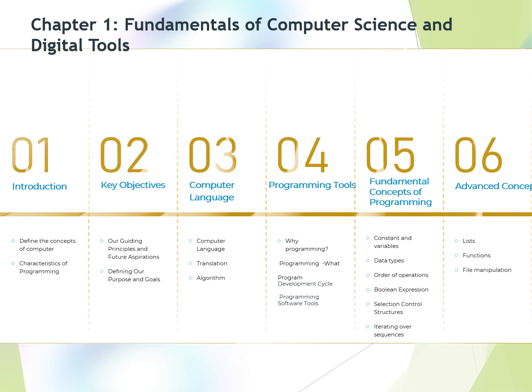Then the second section introduces essential software tools used in program development and their functionalities. And finally, the last section, which is the main part of this chapter, covers basic concepts of programming, such as constants, variables, how to define data types, order of operations, Boolean expressions, etc. Explain control structures and expand into more complex topics like lists, functions, and file manipulation.